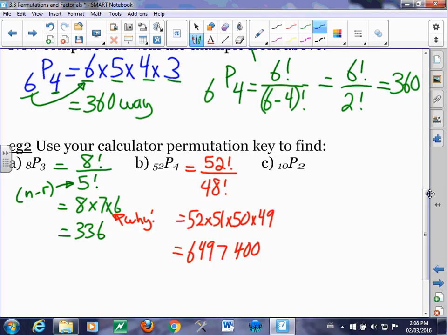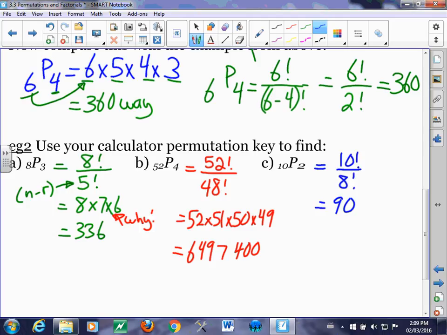Moving on, we've got 10 perm 2. What that's going to be is 10 factorial over the difference between the two, so it's going to be 8 factorial. Plug that in your calculator, and that's going to be 90. Really, it's going to be 10 times 9, right, guys?